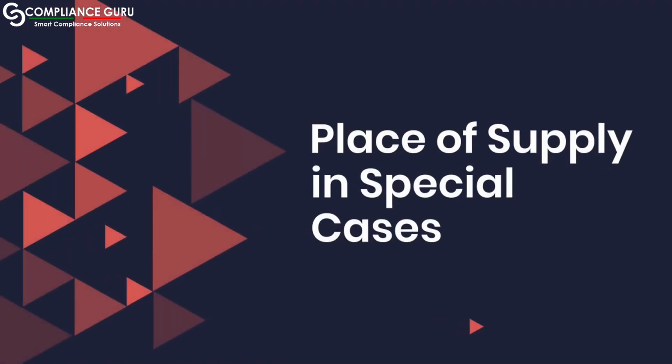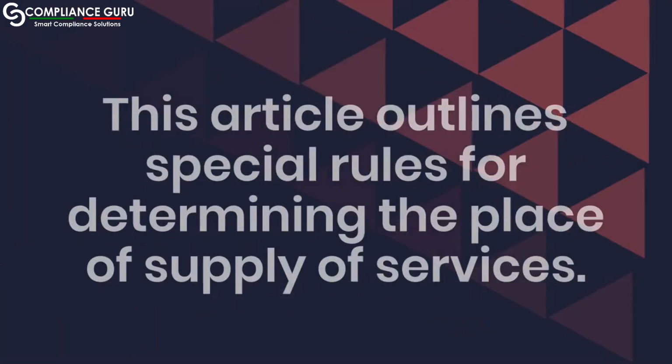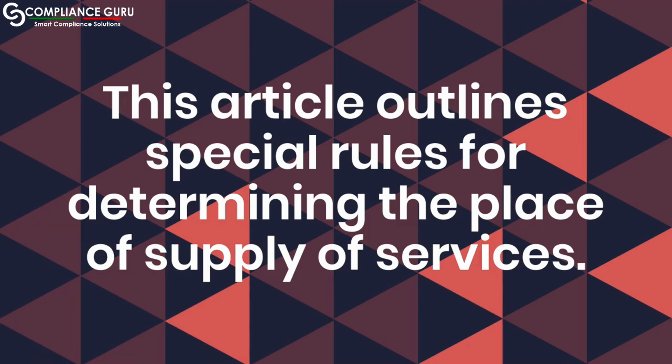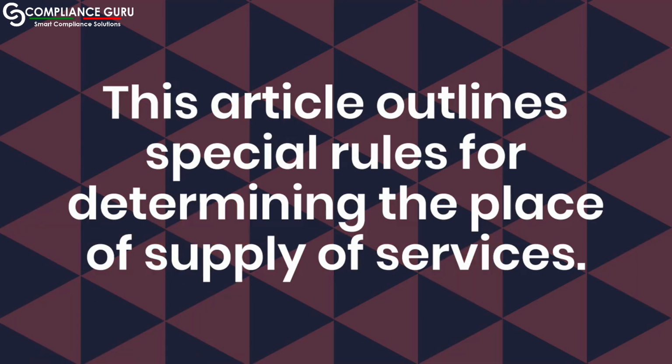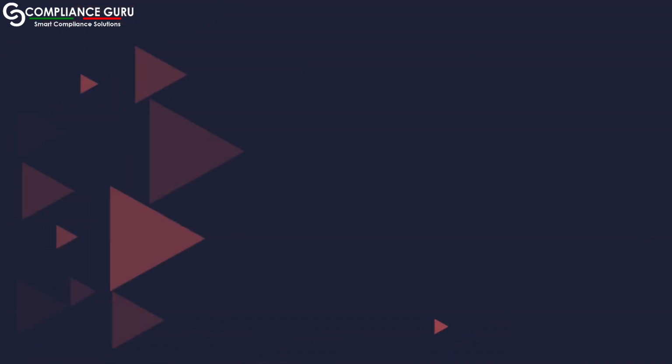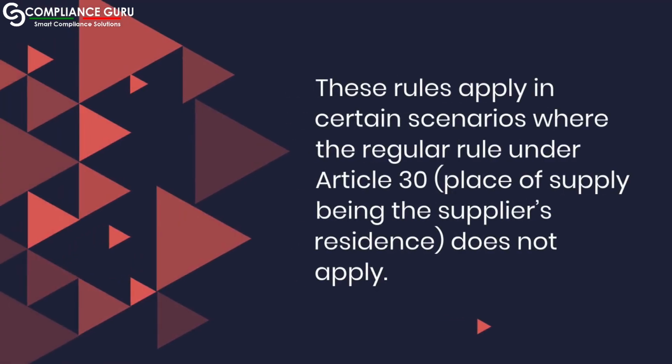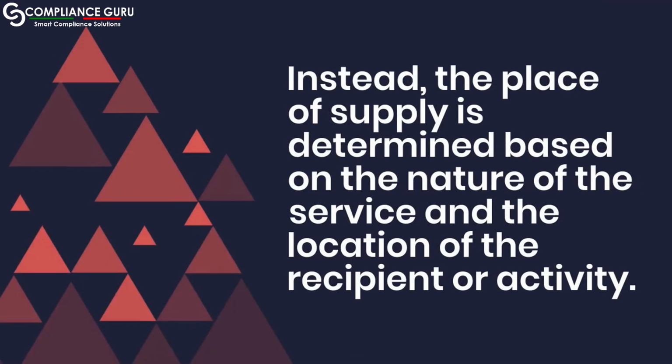Place of supply in special cases. This article outlines special rules for determining the place of supply of services. These rules apply in certain scenarios where the regular rule under Article 30, place of supply being the supplier's residence, does not apply. Instead, the place of supply is determined based on the nature of the service and the location of the recipient or activity.